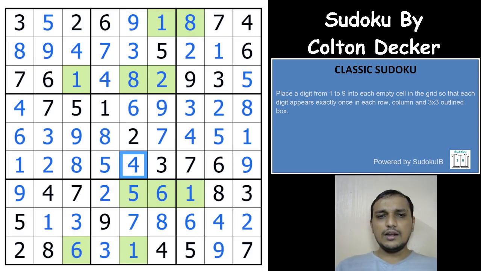Oh, what an excellent piece of logic this is, guys. We found so many logics here. I found a finned X-wing, I found a skyscraper logic that finished the Sudoku, I found a separate jellyfish technique that also actually helped us to finish this Sudoku. What an excellent Sudoku by Colton.